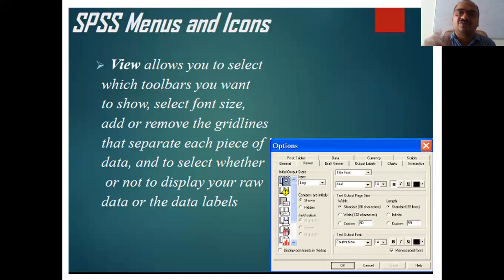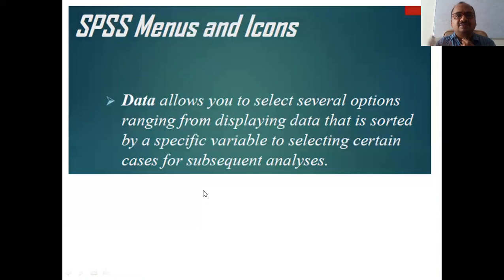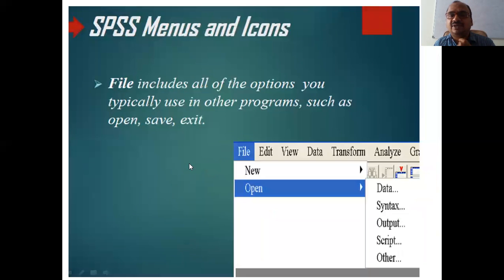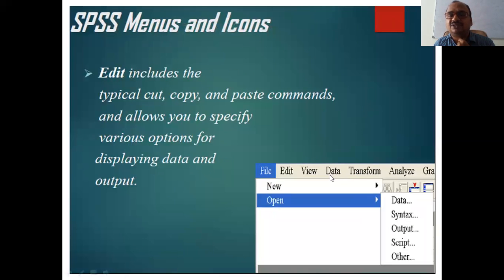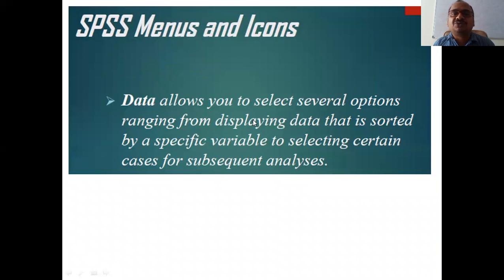You want grid lines, or without grid lines, you want the plain graph. Wherever you want, in the view bar you can go and perform that. Like that, raw data, everything. Next is data. Fourth one is data. Here you can see data. This data allows you to select several options ranging from displaying data, sorting data, everything.